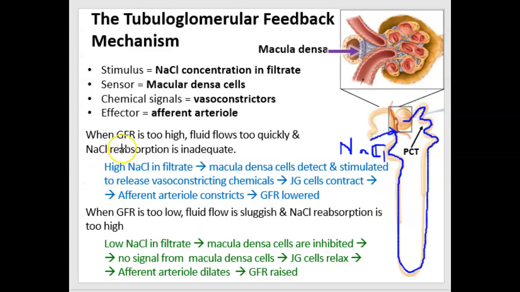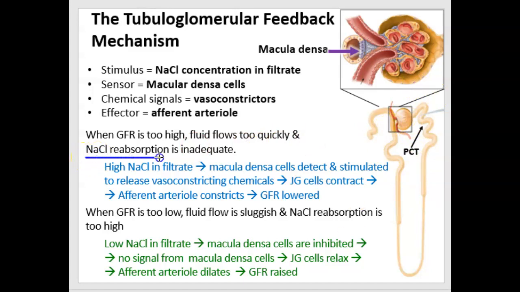Okay, so now what will happen will be that there'll be some vasoconstriction of the afferent arteriole. We'll talk about that in a little bit. But let's just think about why sodium chloride concentration might change or be altered. So if the glomerular filtration rate is too high, like what happens with high blood pressure, the fluid is going to flow very quickly through the nephron, not giving enough time for sodium chloride reabsorption.